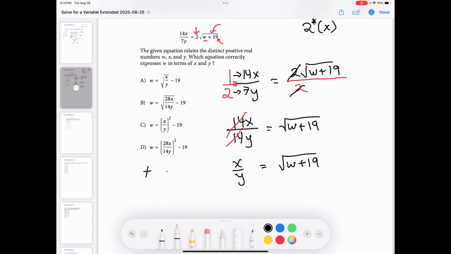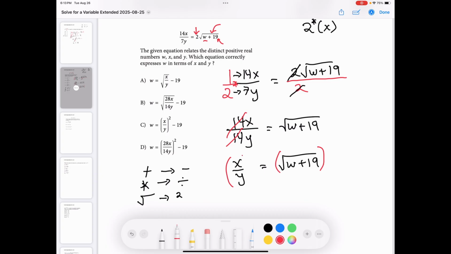Recall the opposite operations, right? The opposite of addition is subtraction. The opposite of multiplication is division, right? Which you can also express as a fraction. And the opposite of a square root is squaring, okay? That means in order to get rid of that square root, I have to square both sides. So I'll do just that.